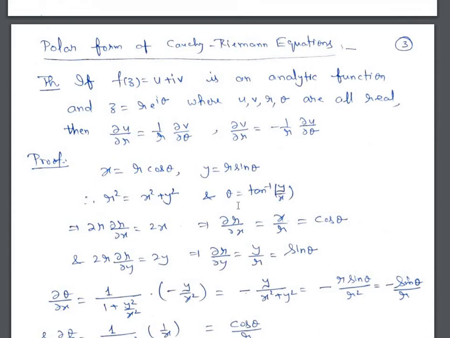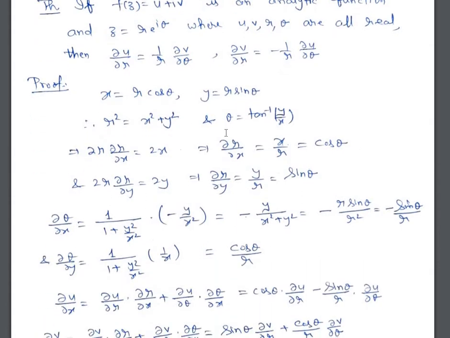Now we differentiate theta partially with respect to x and y. So ∂theta/∂x is equal to, now I differentiate this tan inverse y upon x partially with respect to x. So firstly we will have 1 upon 1 plus y square upon x square multiplied by, differentiate this with respect to x taking y as constant. So we have minus y upon x square, which comes out to be minus y upon x square plus y square. Now in place of y we write r sin theta, and in place of x square plus y square we write r square. So which is equal to minus sin theta upon r.